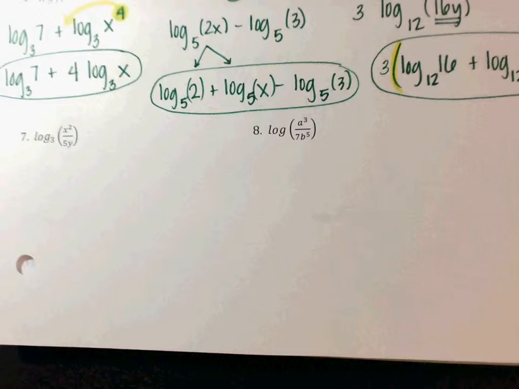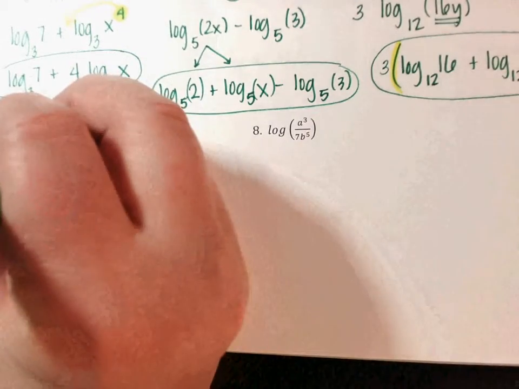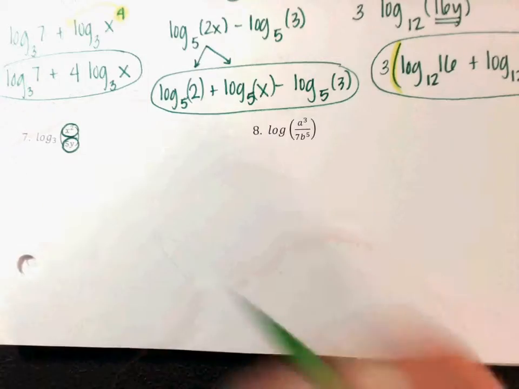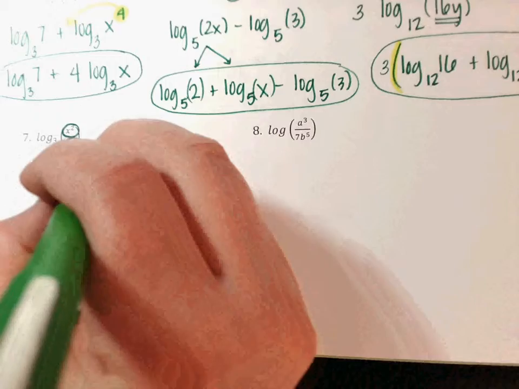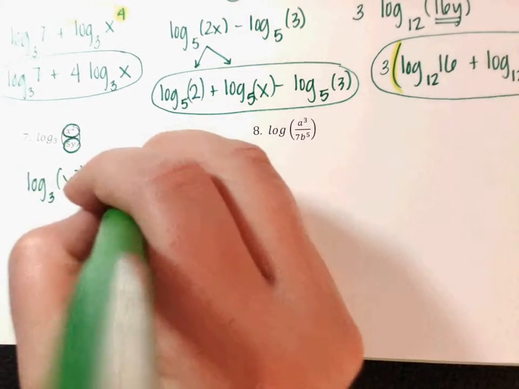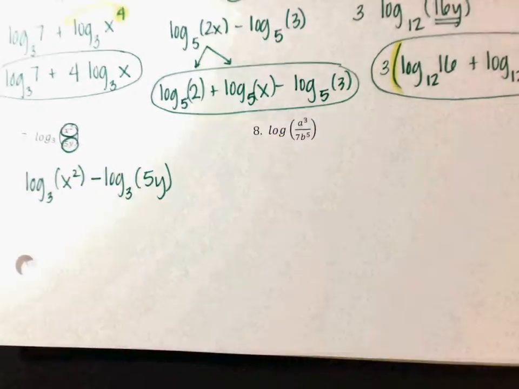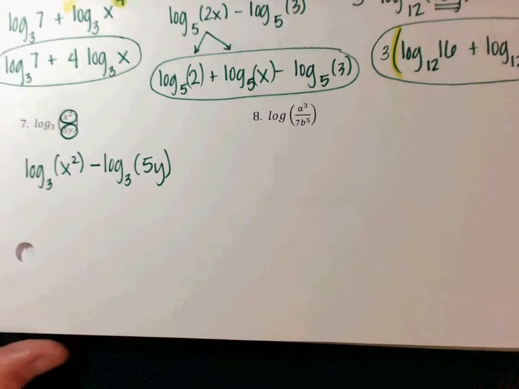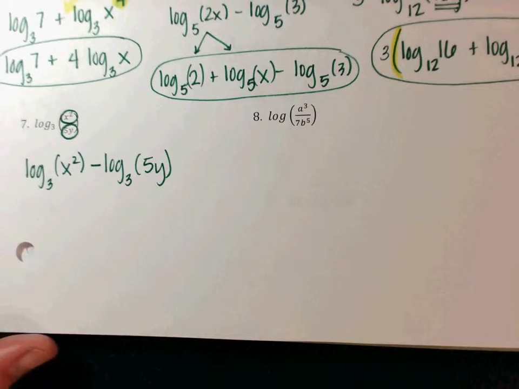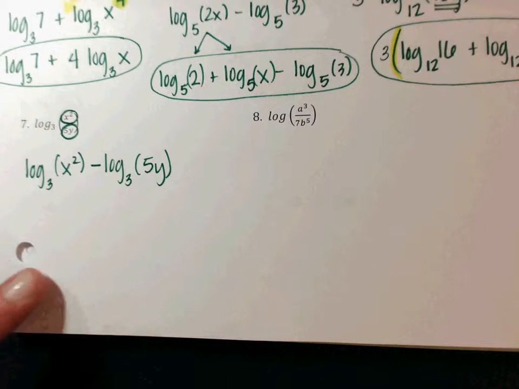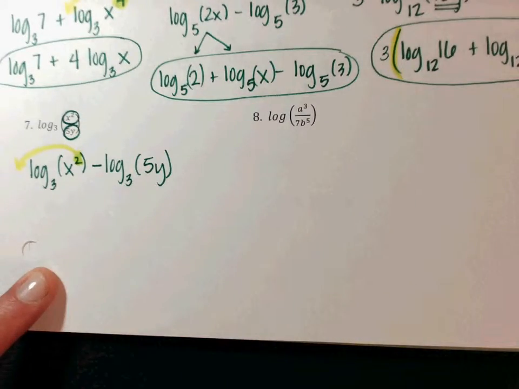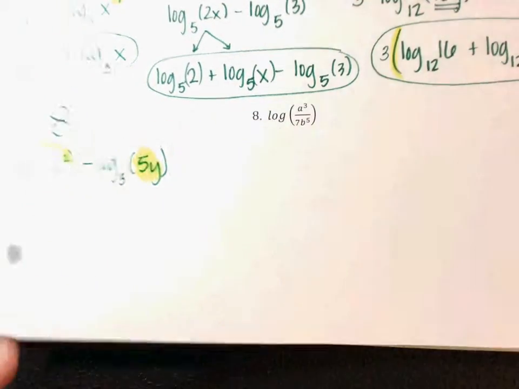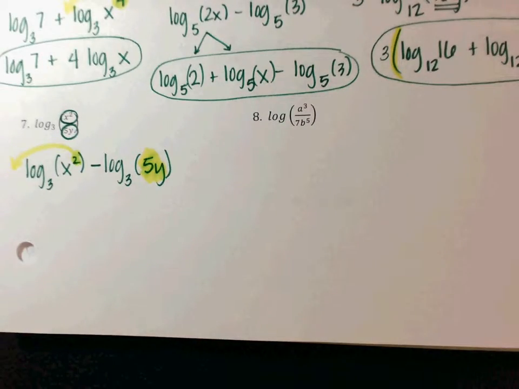Okay, number 7, first thing I notice is I have division. I have x to the 2 on top, I have 5y on bottom. So I'm going to have log little 3 of x squared minus log little 3 of 5y. So far so good? So I do top over bottom. And then from there, I have a way that I can split up each of these guys. The 2 here can move down to the front. And then my 5y is going to be able to split up by addition or subtraction. Which one?